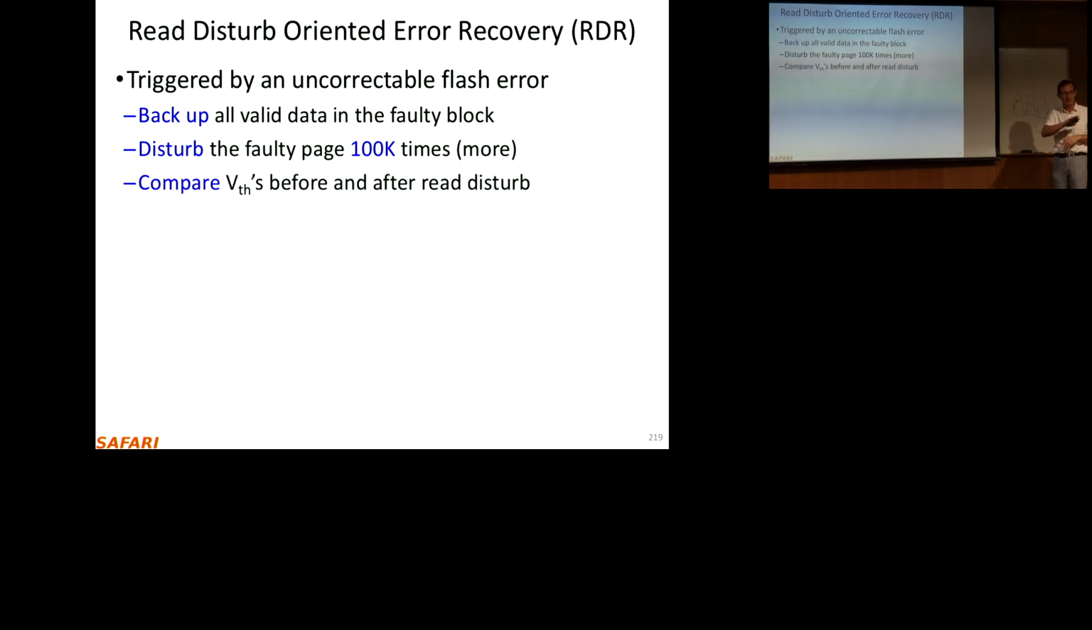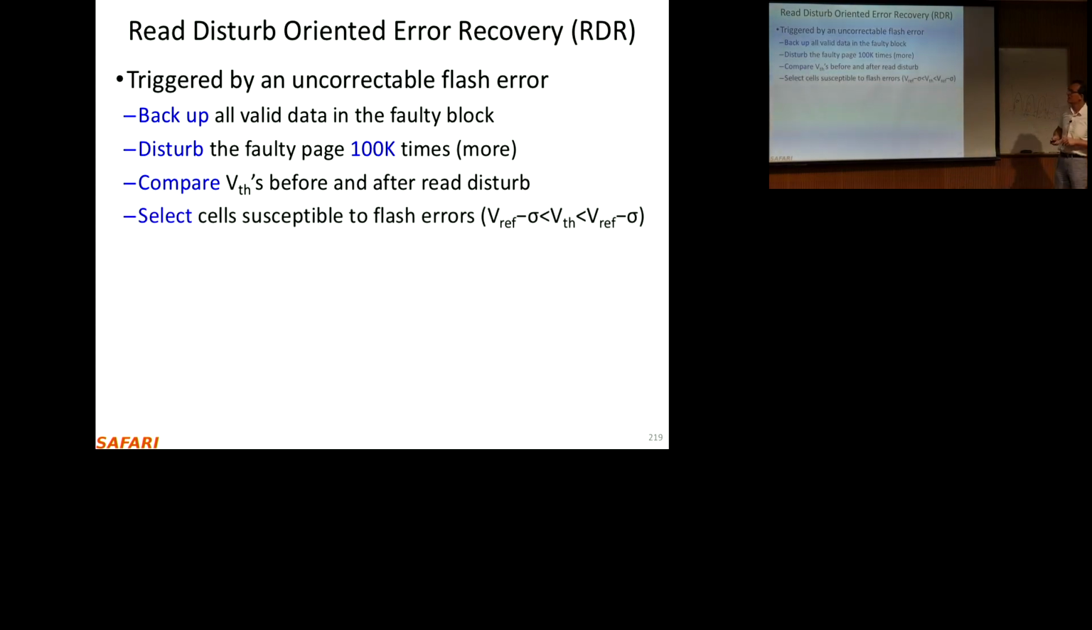Now this causes read disturbance. You know the initial threshold voltages. You know the threshold voltages after that huge read disturbance that you explicitly caused. And you can compare the threshold voltages before and after read disturb. And you select cells that are susceptible to flash errors, basically cells whose threshold voltages are close to the reference voltage at which you read. And you predict.